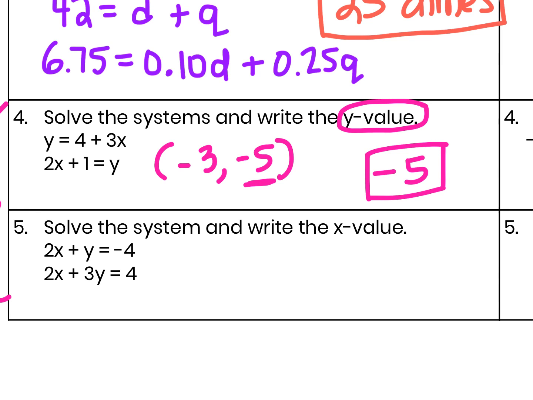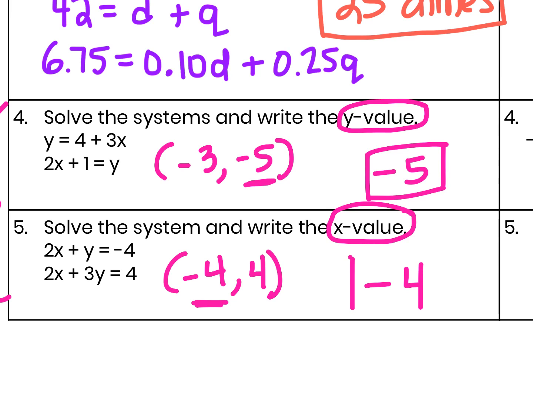Okay, when I type in the next system, 2x plus y equals -4, and 2x plus 3y equals positive 4, I get the answer, negative 4 comma 4. But this is asking for the x value, and x is the first number. So the answer for this one is negative 4. So make sure that you're reading your questions carefully and seeing exactly which one they want you to write down.